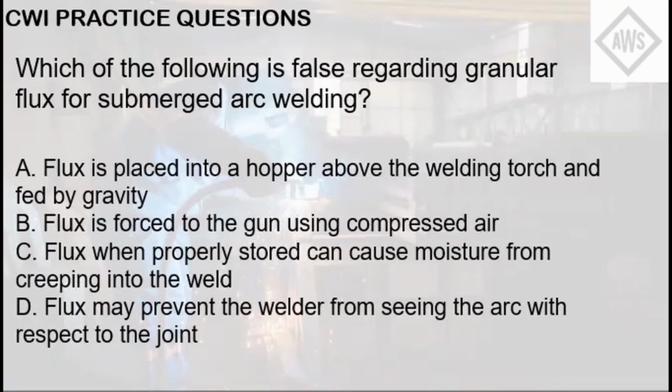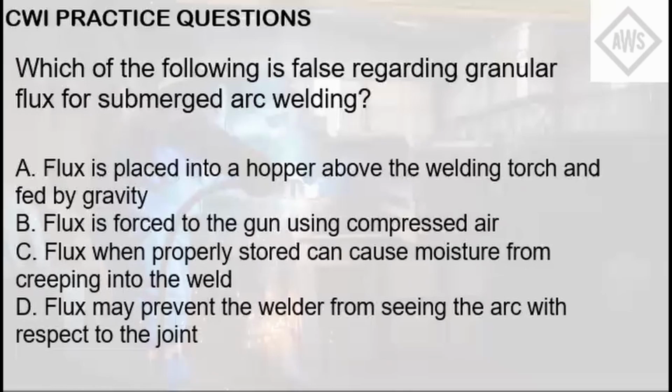So let's run through the choices here. Flux is placed into a hopper above the welding torch and fed by gravity. This is true because the flux is fed into the hopper above the welding gun, and as it falls through the hopper, it falls down to the weld arc itself, or the base metal to be joined. So it just falls through gravity by the hopper. The flux is forced to the gun using compressed air, so that is true as well. For it to be loaded into the welding gun, the machine uses compressed air.